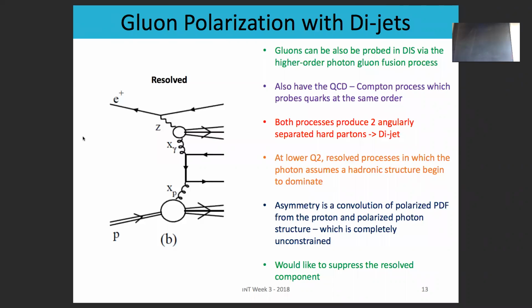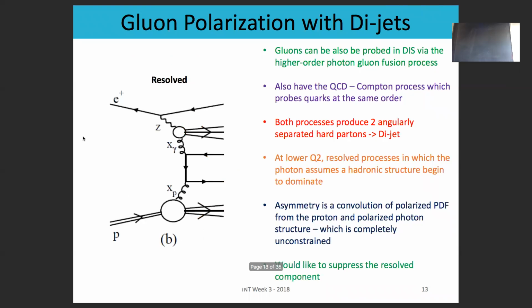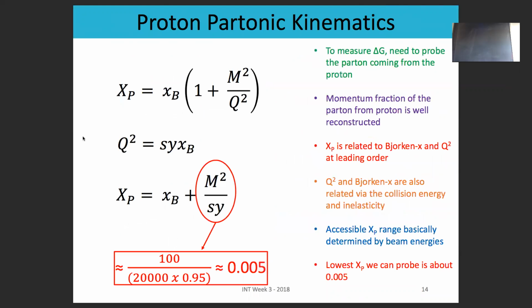So we have a paper out on actually using Dijets to tell us about the polarized and unpolarized structure of the photon. So this is kind of the flip side of that. We want to suppress this process and look at this one to learn about the gluon coming from the proton. So just a real quick word on kinematics, just at leading order.